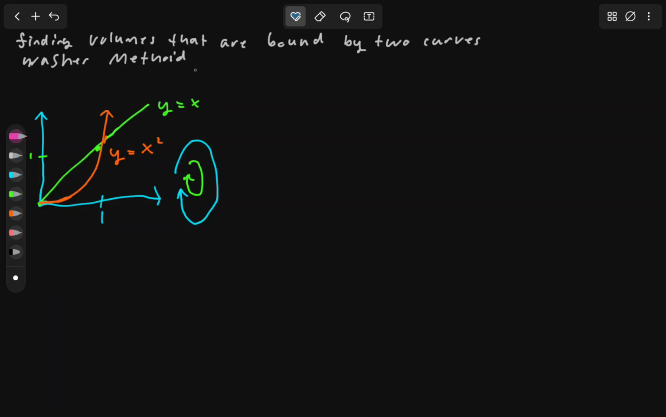So what's this going to look like? Well, this is going to look like pi times the integral from a to b, and let's just call this curve in general the bigger curve.